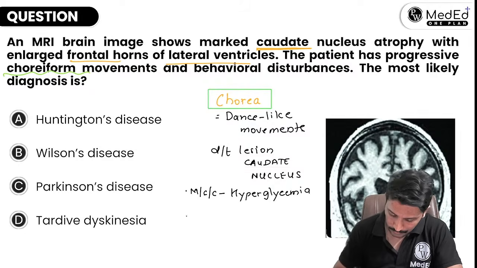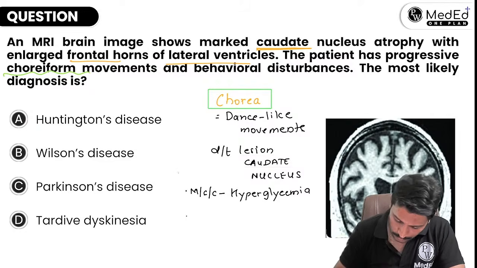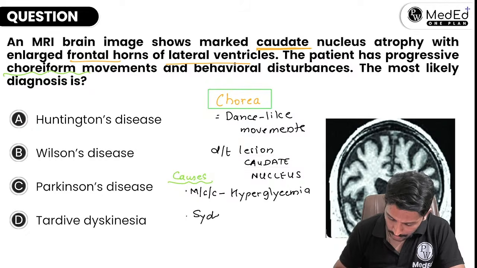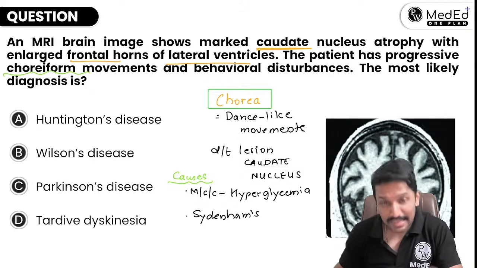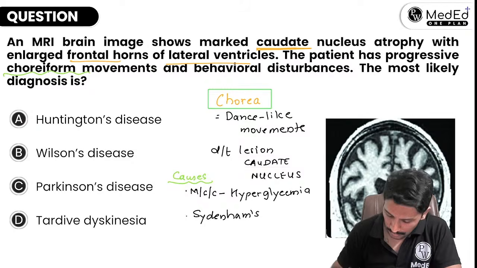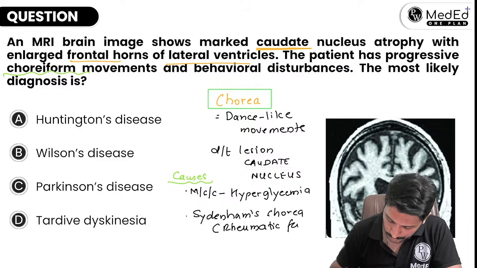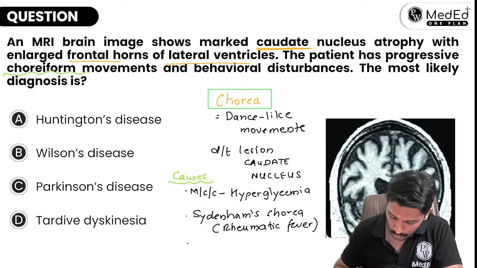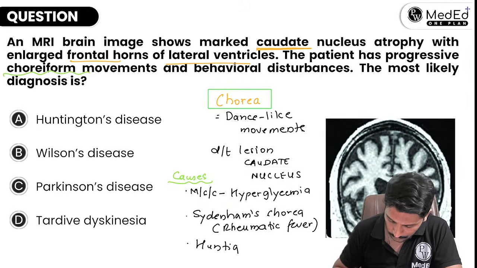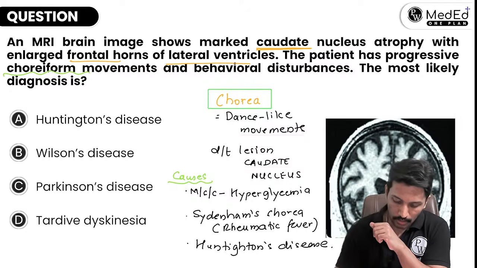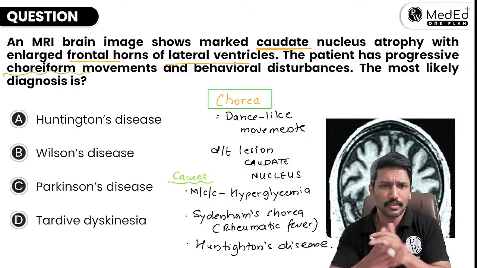So when we look at the causes for chorea, we should keep in mind that Sydenham's chorea is due to antibody mediated injury to the caudate nucleus in rheumatic fever. Sydenham's chorea in rheumatic fever. It's a major criteria for diagnosis of rheumatic fever. Okay. And then the other one is an inherited disorder, that is Huntington's disease. Huntington's disease. Okay. So if we know these causes, then answering this question is pretty simple.